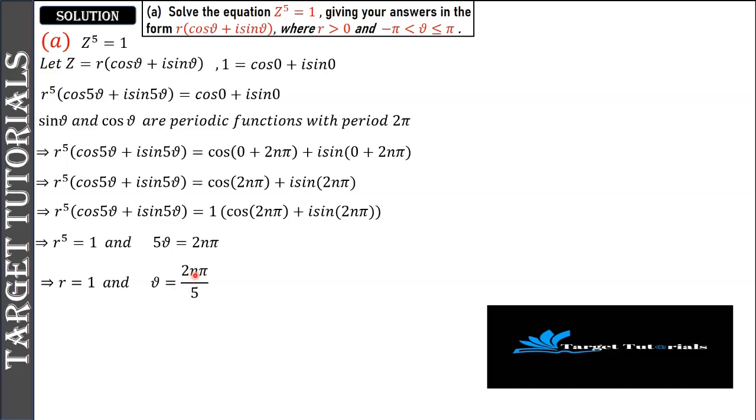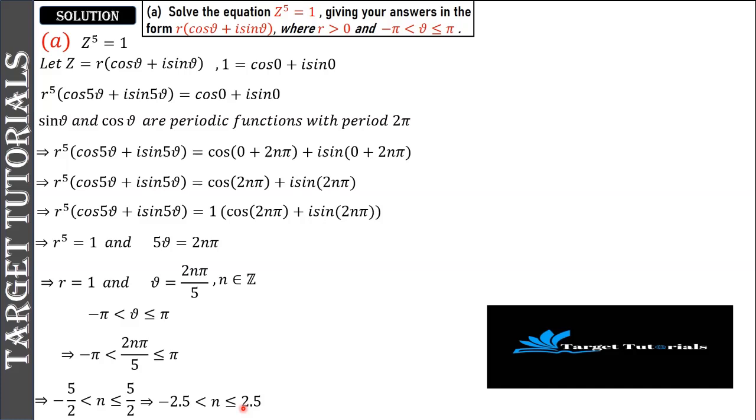And how can I obtain these values of n? By simply respecting this condition on theta. We know that n belongs to the set of all integers, and that theta is greater than negative pi and less than or equal to pi. Putting in these values of theta in terms of n, we have 2n pi divided by 5 greater than negative pi and less than or equal to pi, from which, simplifying further, n is greater than negative 5 divided by 2 and less than or equal to 5 divided by 2. Simplifying again, n is greater than negative 2.5 and less than or equal to 2.5.